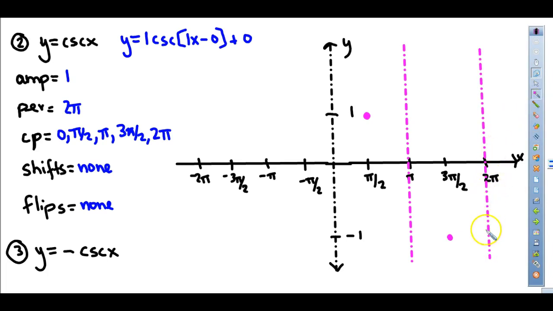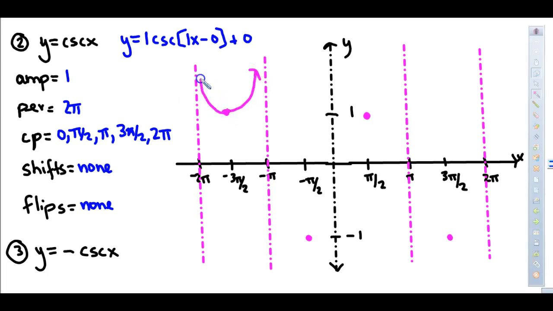To complete our graph, we're going to follow this pattern over here to get another period, because what we've graphed here is just one period. So we have an asymptote here, and then a point down here, an asymptote, a point up here, asymptote. Now we're going to go down to here, just following that pattern along, and then asymptote. Then we were down here, asymptote, so we're going to go back up right here, and then asymptote. Then you're just going to follow those asymptotes along to get your little branches.